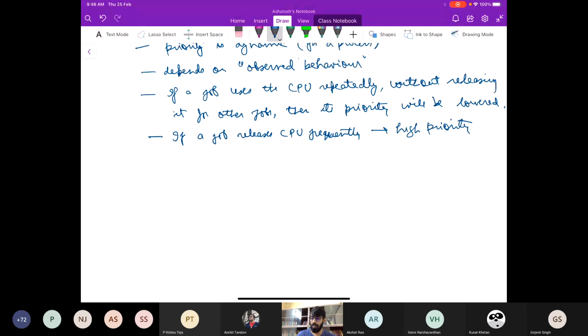Okay, good. So let's see a very simple example. So basically, MLFQ learns about the behavior of the process over time.